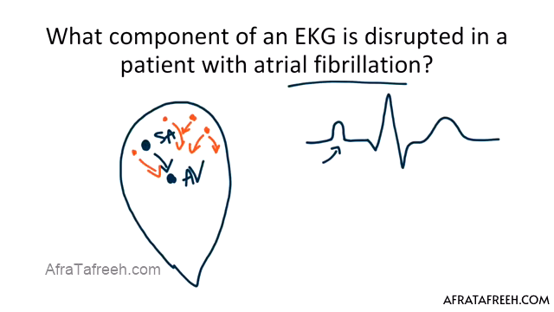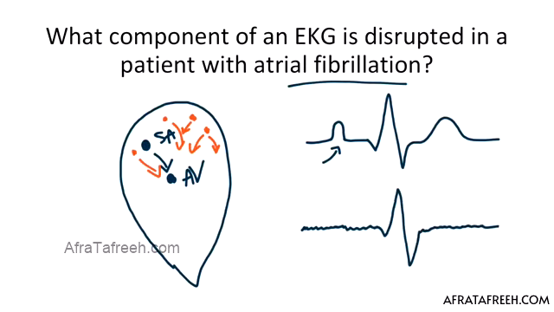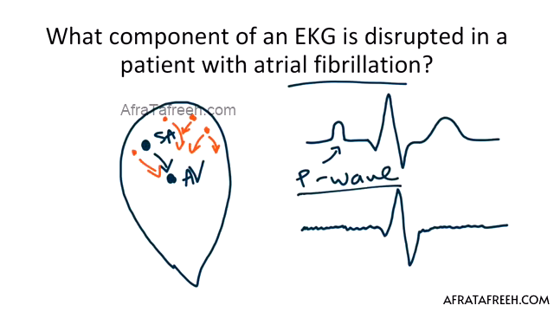The ventricles are unaffected because all of the chaotic signals must pass through the AV node, and once the AV node has depolarized, any additional signals attempting to pass the AV node must wait until the AV node has fully repolarized. So in this case, we wouldn't see any clear P waves, and the EKG would look something more like this. So in summary, the P waves are absent in a patient with atrial fibrillation.